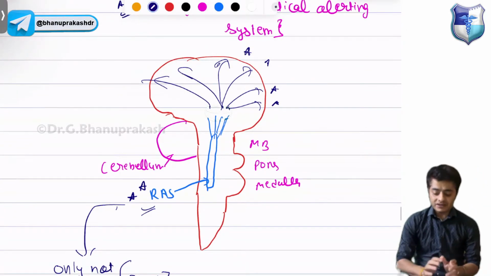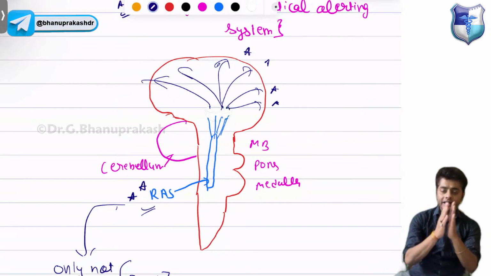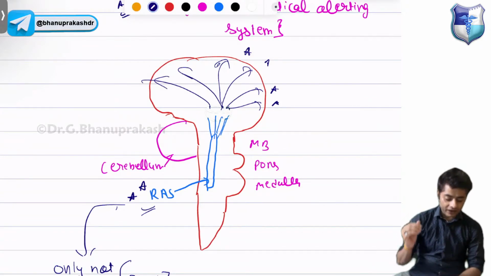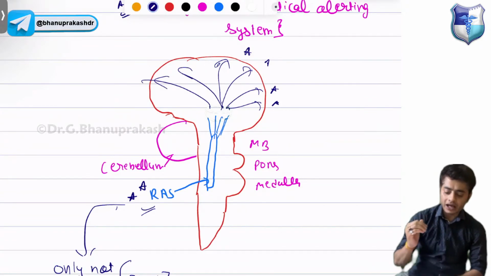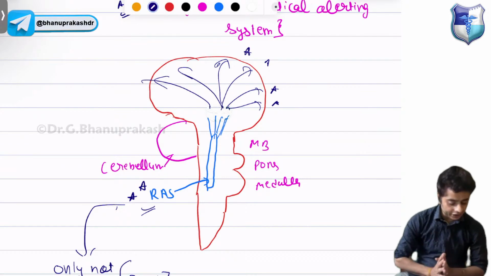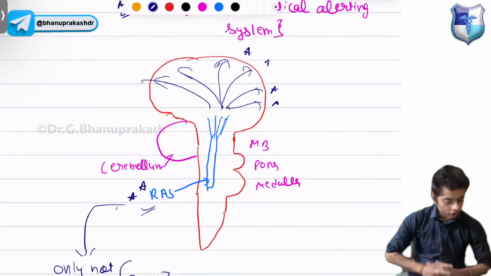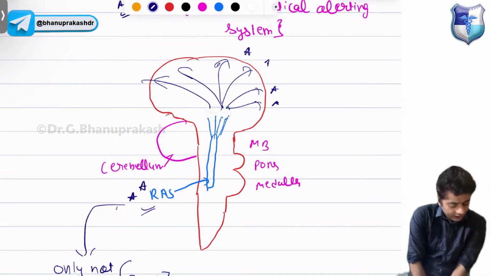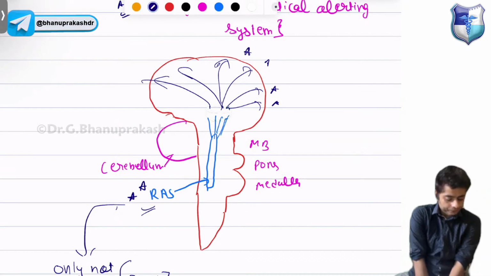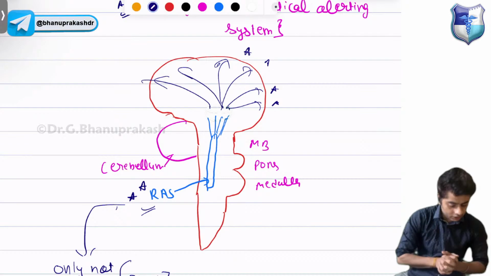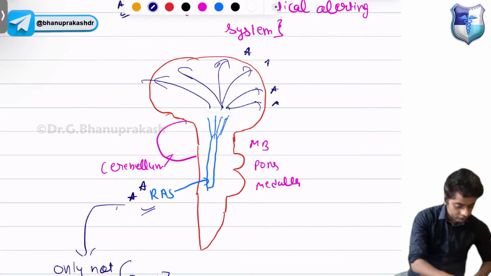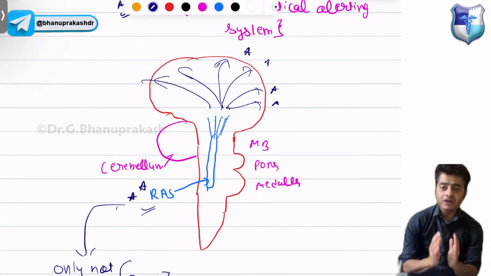Okay, everyone is seeing this concept that there is a reticular activating system. Its fibers are projecting to the thalamus, and from the thalamus, these fibers are relaying into the whole cortex. Oh, Rishali, we will discuss this at the end of the lecture. Okay, beta. So, has everyone got the concept of the function of the reticular activating system?